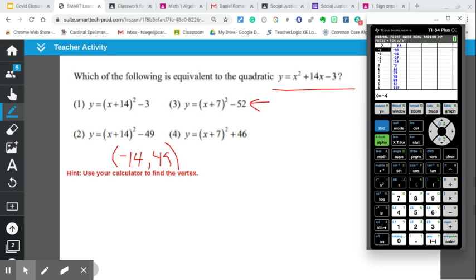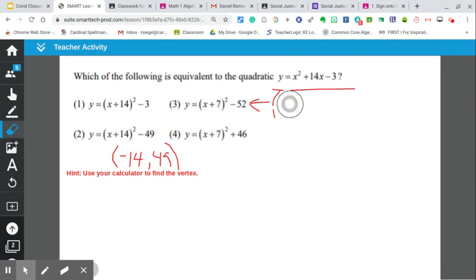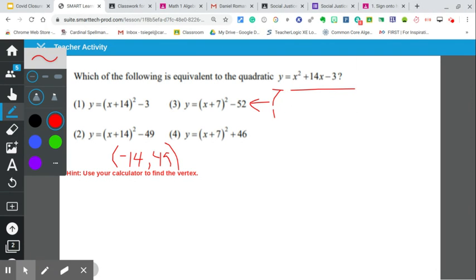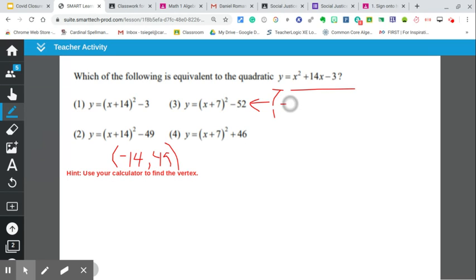This one is negative 7, negative 52. Let me erase that. That's sloppy. All right, negative 7, negative 52. These are the possible vertices. This one's negative 7, positive 46.